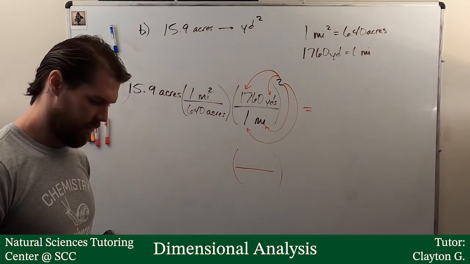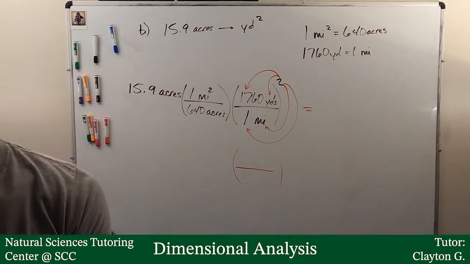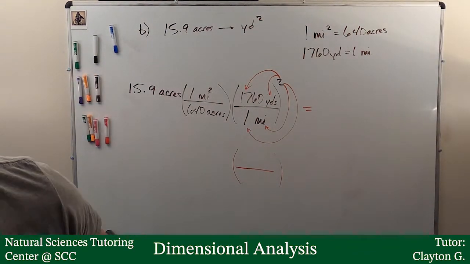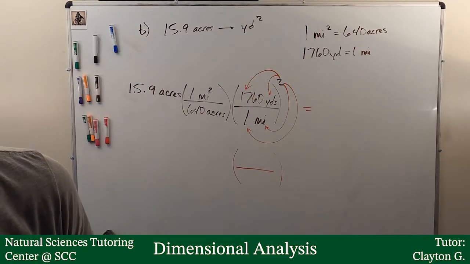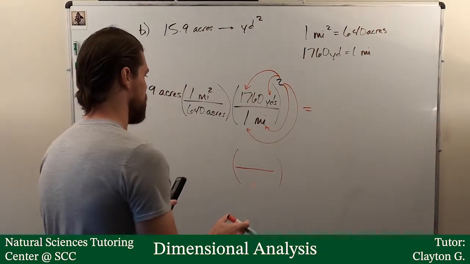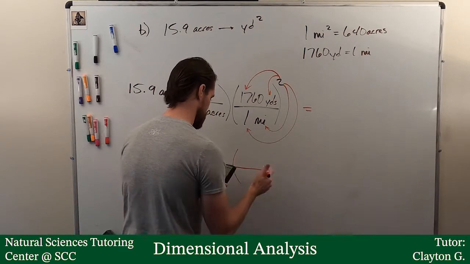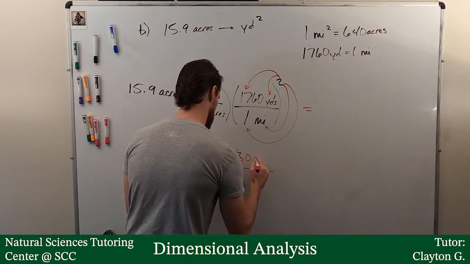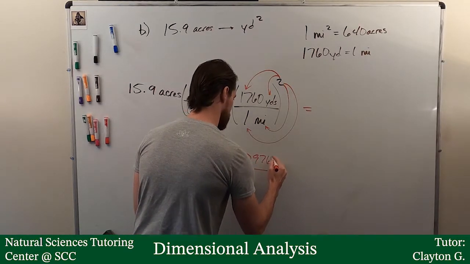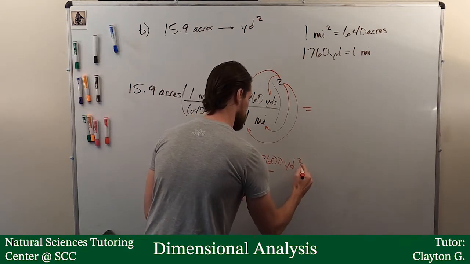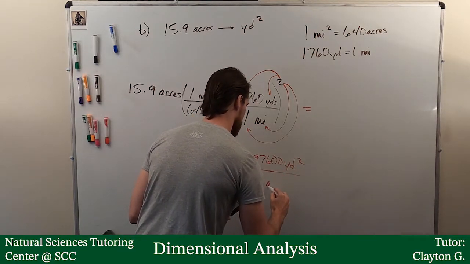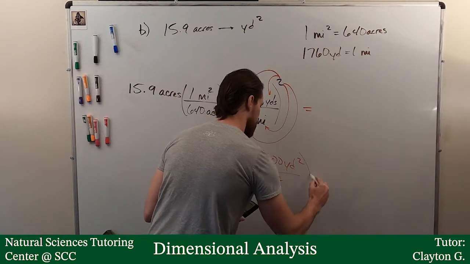1760 squared is, oh, that's a big number. 3 million something. Need some more room here. So, 3,097,600 yards squared for every 1 square mile.